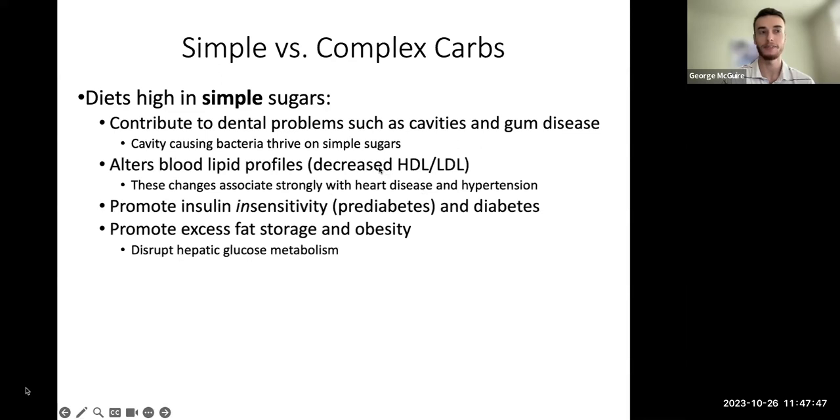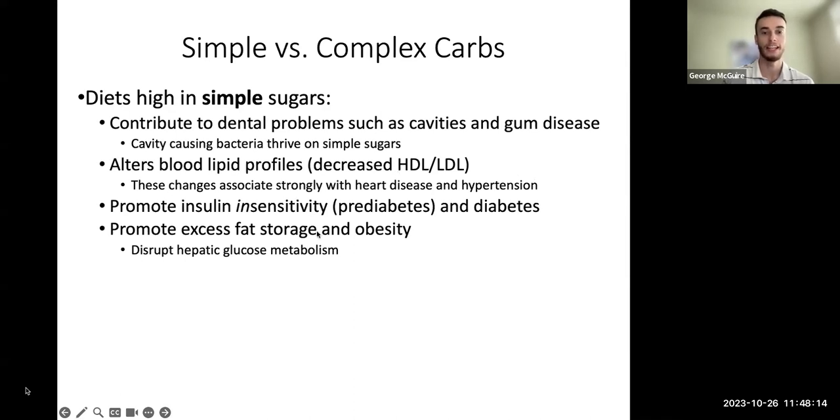So I mentioned briefly in the last lecture that having a high ratio of high density lipoproteins to low density lipoproteins is healthy and keeps your blood clear from clots. So simple sugars can reverse that ratio and will actually increase the amount of low density lipoproteins and decrease the amount of high density lipoproteins, which can be strongly correlated with heart disease and hypertension or high blood pressure.